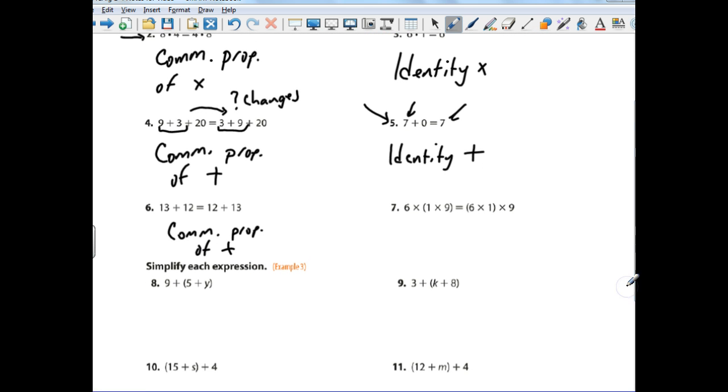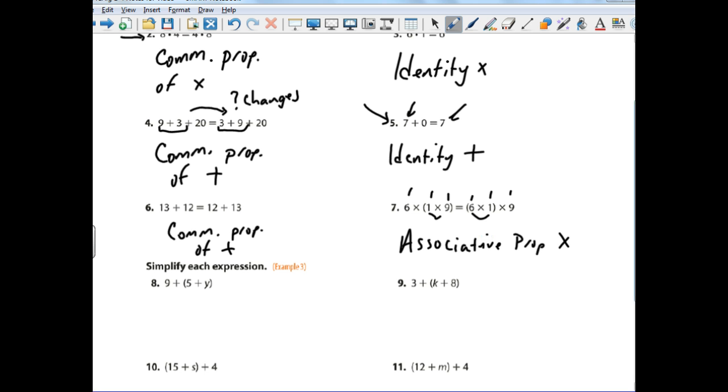And wrapping up the properties before we hit the bottom half of the page, let's look and see what changed between these two sides. Did the order change? Look, 6, 1, 9, 6, 1, 9. The numbers didn't change, but the parentheses did. In number 7, or I'm sorry, on the left, we would do that first. On the right, we would do this first. We would get the same answer. That is the associative property of multiplication.